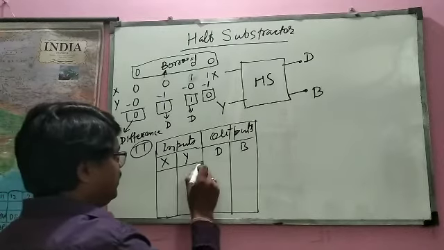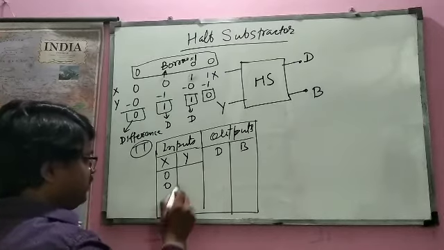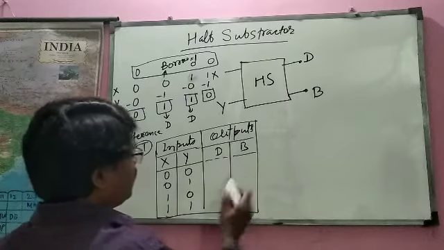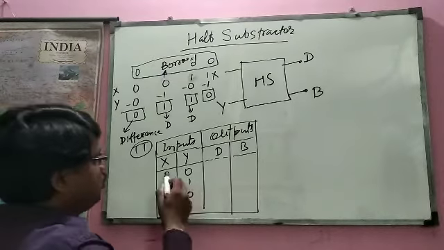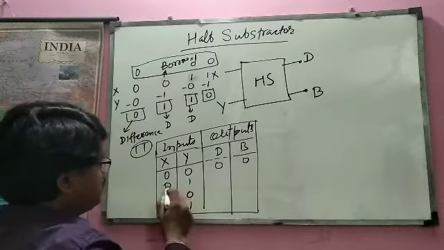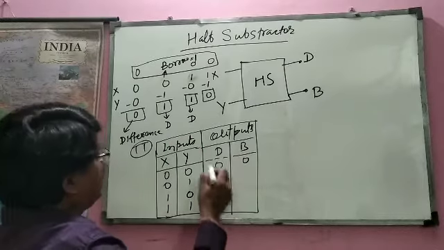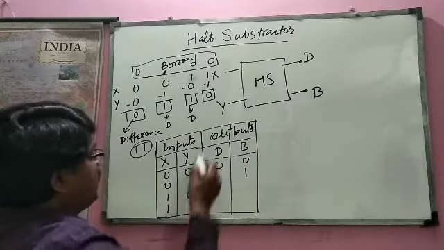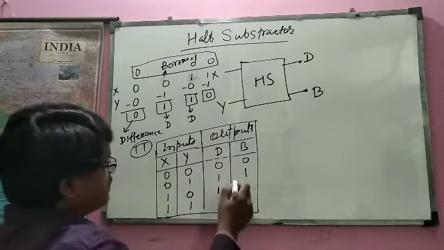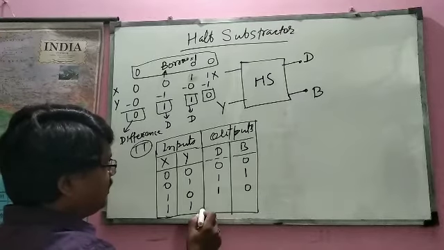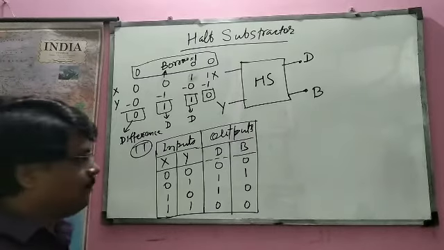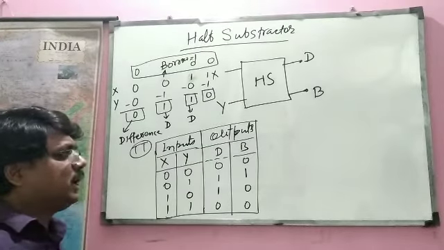What are the possibilities? 0 0, 0 1, 1 0, 1 1. What will be the difference? 0 minus 0, difference is 0 and borrow is also 0. 0 minus 1, difference is 1 and borrow is also 1. 1 minus 0, difference is 1 but borrow is 0. And 1 minus 1, difference is 0, borrow is 0. So this is the truth table for the half subtractor.